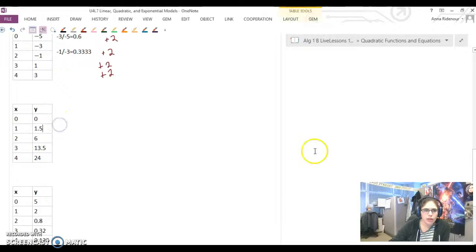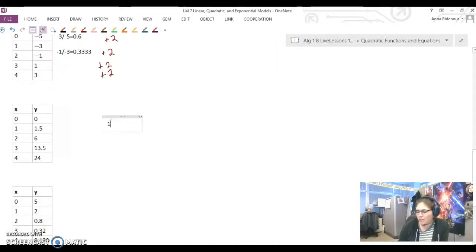So first, according to my flowchart, I'm not going to scroll up, but I want to see if I have repeated multiplication. First of all, this one's going to be really fast. 1.5 divided by 0 is not going to work. Your calculator might tell you undefined or can't do it. But you can't multiply anything times 0 and get anything other than 0. So you can't divide by 0. So it's not going to be exponential.